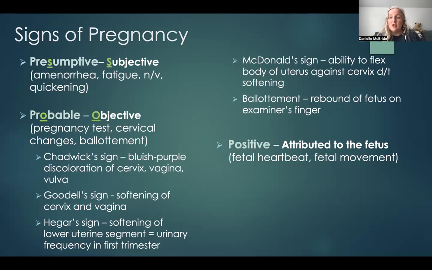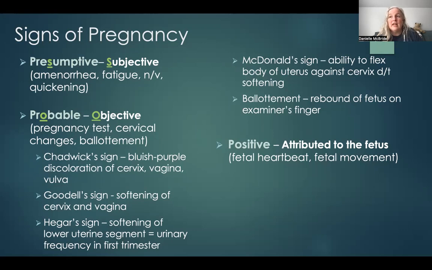Okay, so examples of signs that are subjective or presumptive signs of pregnancy. Amenorrhea. I missed my period. Fatigue. I've been so tired lately. Nausea and vomiting. Every morning I have to run to the toilet and barf. Quickening. Any idea what quickening is? Quickening is the very first sensations of fetal movement.